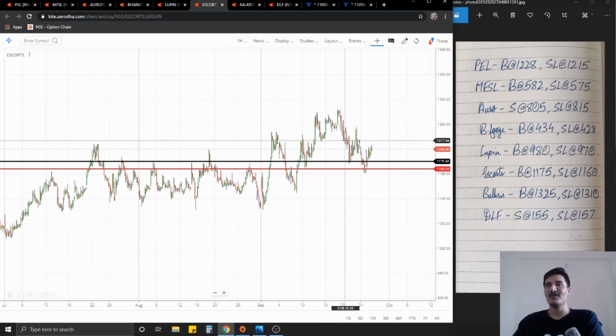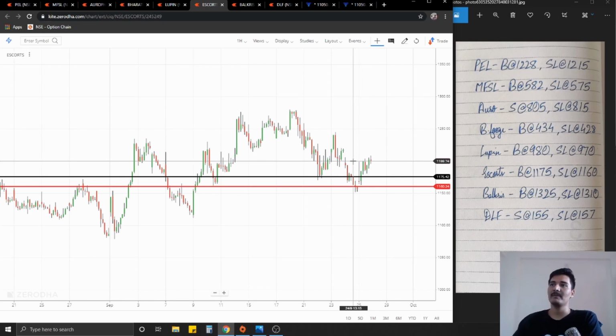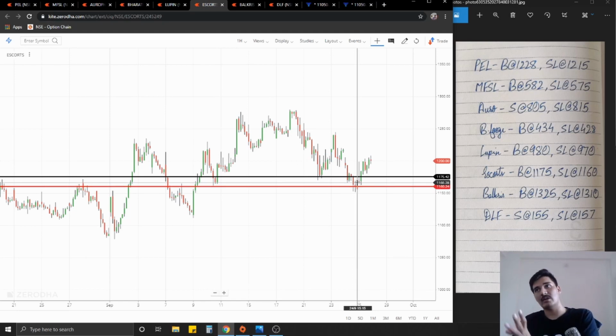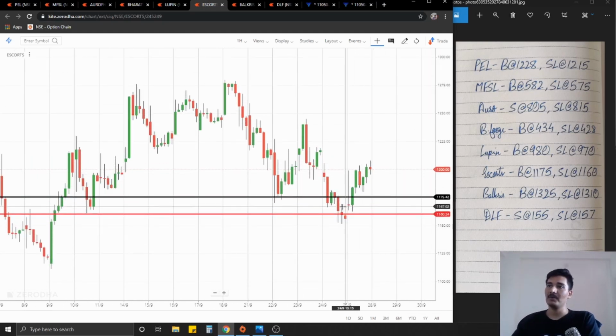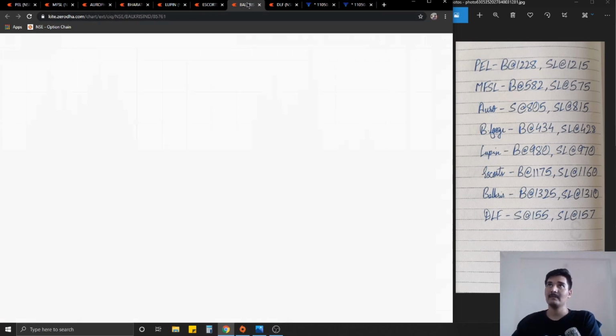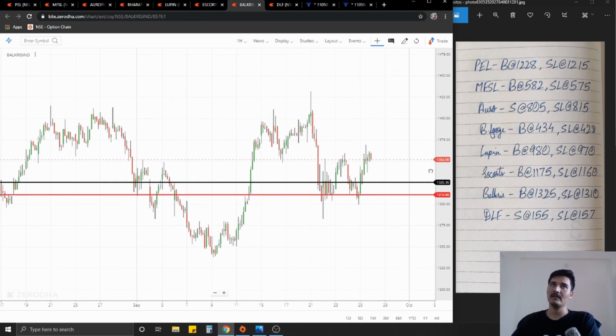So we are going to go for a long position at 1175 simply because it was a support level, broken on the downside but quickly reclaimed in the next trading session, and it has jumped through it. So we are going to go for a long at that very same level, stop loss at 1160, ideal targets 1% on the upside. The next one is Balkrishna Industries.